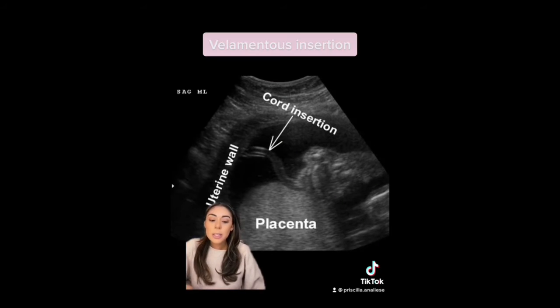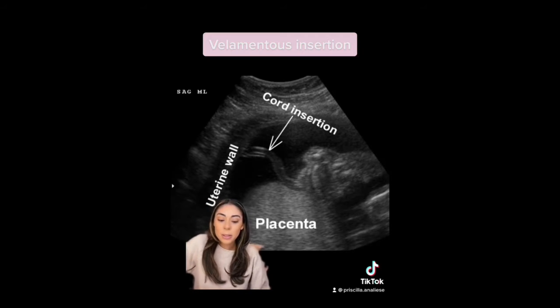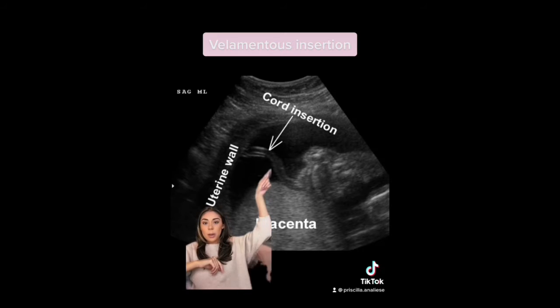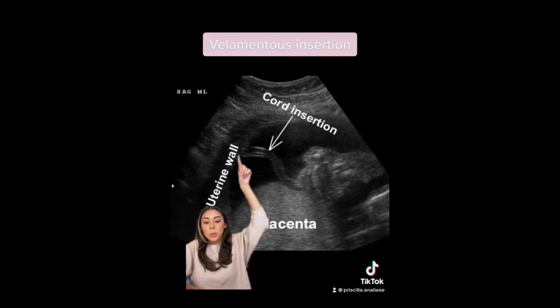Our next one is called the filamentous insertion. So the umbilical cord inserts into the fetal membranes and then travels to the placenta within the membranes. So it is not attached to the placenta, as you can see here. The cord is going up and straight into the membranes.